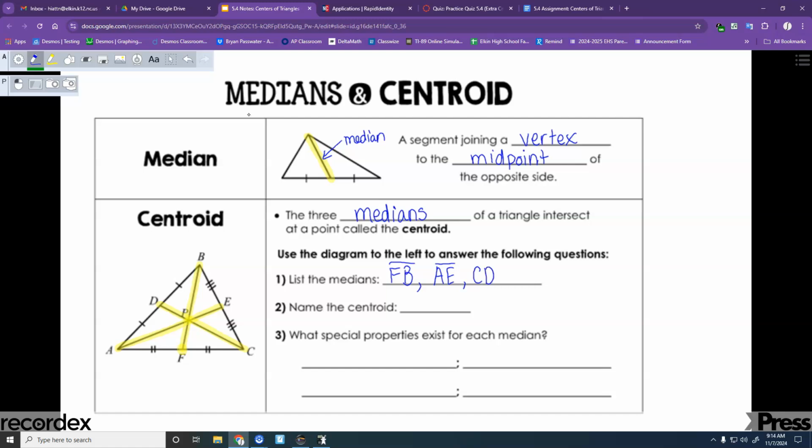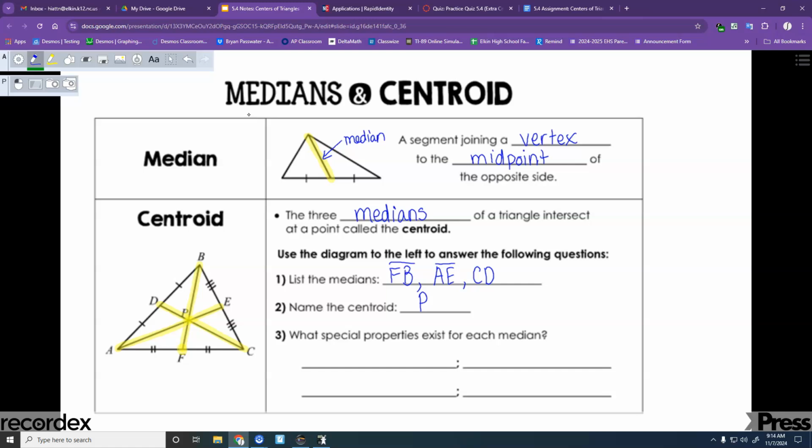Okay, so our centroid in this case is point P. I'm not sure why there are 4 blanks here, because I only have 3 things to put in these blanks. So maybe I'm missing something, I'm not sure.